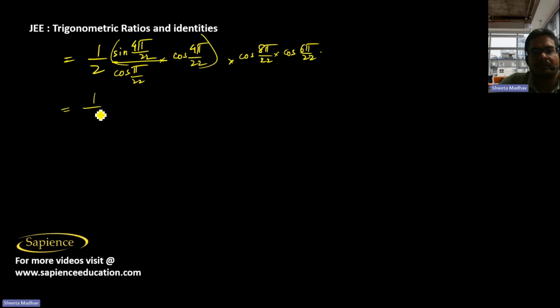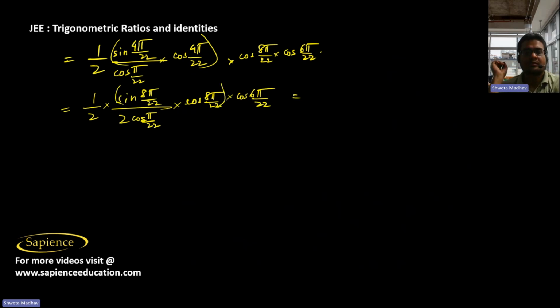Now this will be half into sine 8 pi by 22 by 2, 2 into cos pi by 22 is there, into cos 8 pi by 22 into cos 6 pi by 22. Now this part can be written as sine 16 pi by 22 by 2, so it is 2 power 3, so 8 cos pi by 22 into cos 6 pi by 22.